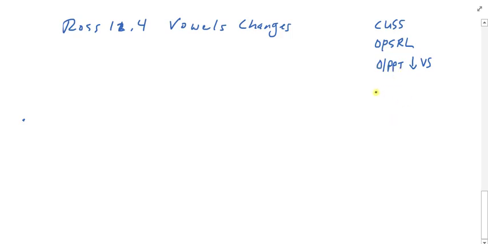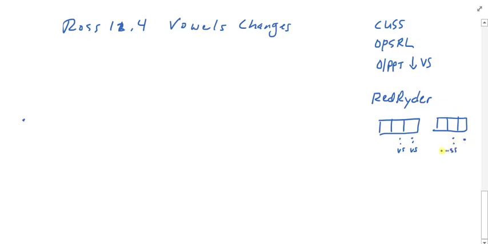We also learned about Red Rider problems in Hebrew. What's that? You have 2 vocal shavas. Can they be side by side? Nope. What will happen? One will shoot out an i. Okay, so 2 vocal shavas, not okay. One will shoot out an i, and the other one becomes silent, right? So I get a hireq followed by a silent shava.